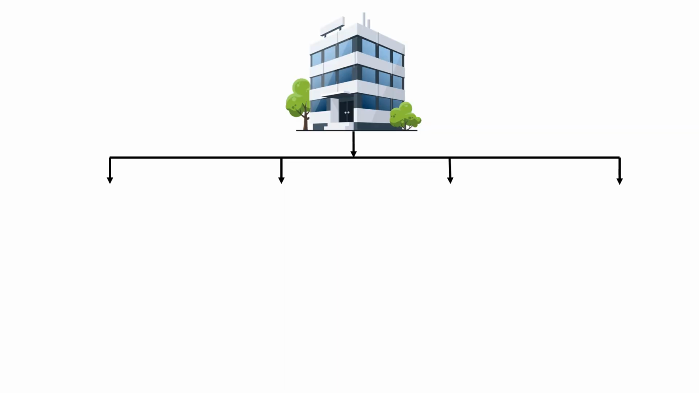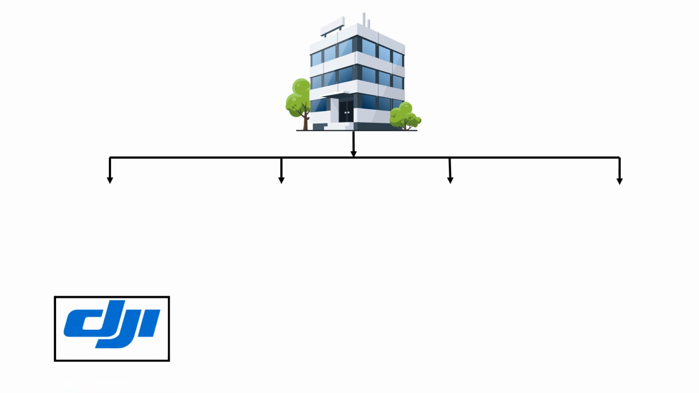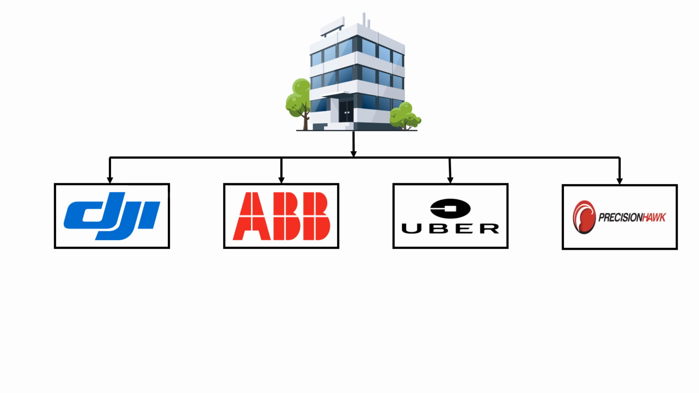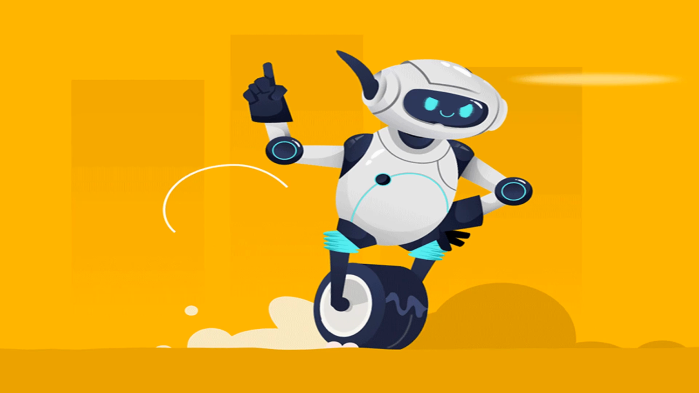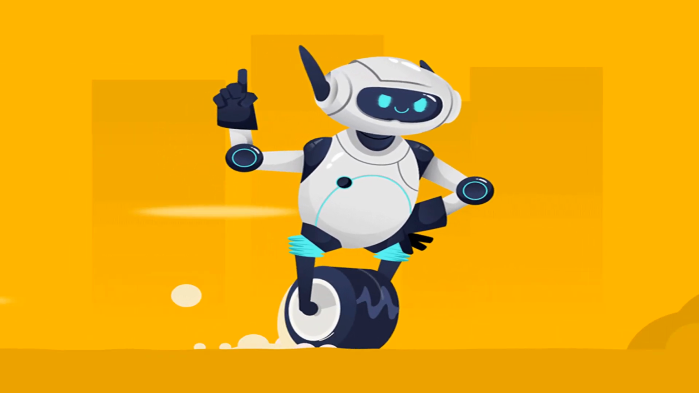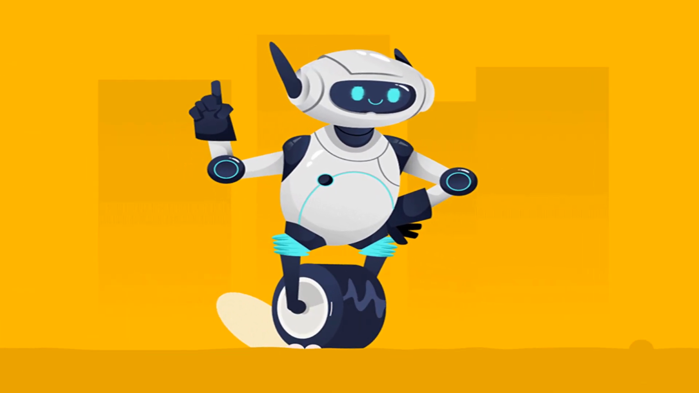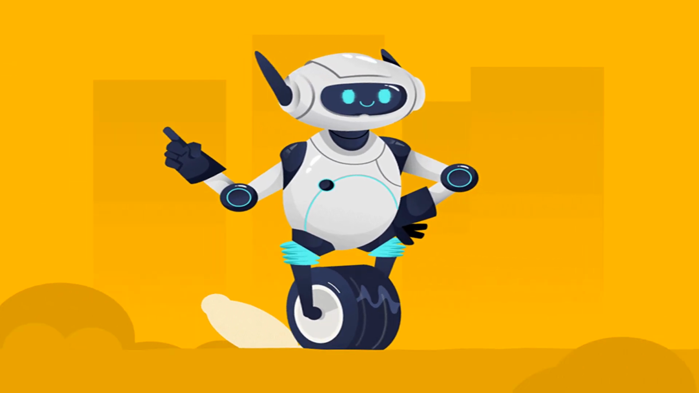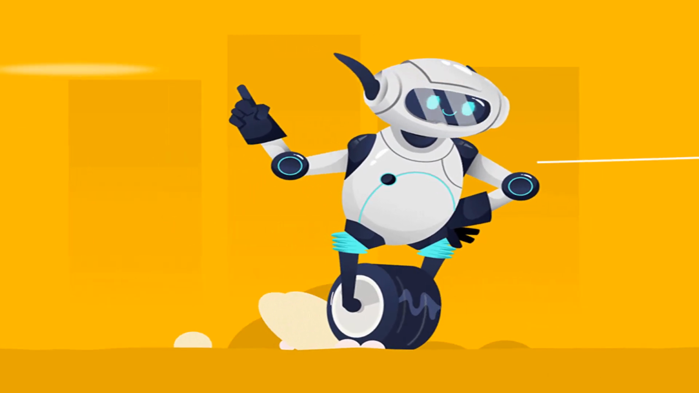According to Venture Radar, the top 4 companies that are using autonomous robots are DJI, ABB, Uber, and Precision Hawk. In conclusion, there are a lot of benefits compared to drawbacks of autonomous robots. Furthermore, a lot of manufacturing companies have started to research, invest, and implement them within their manufacturing lines.